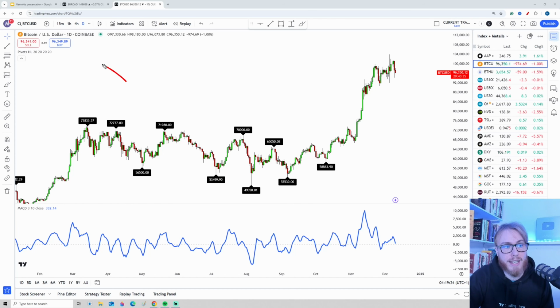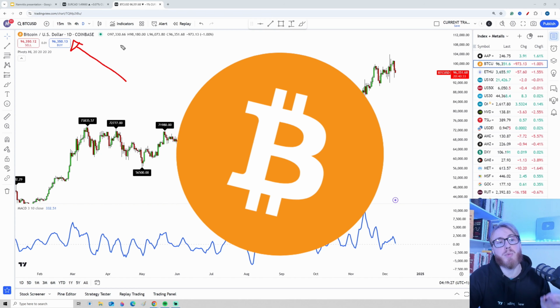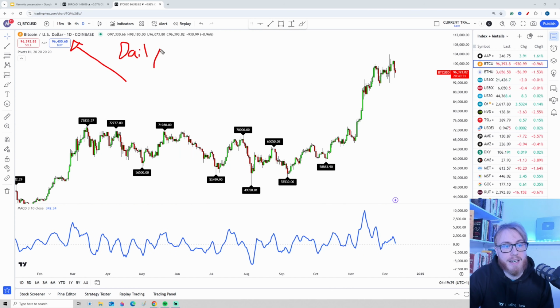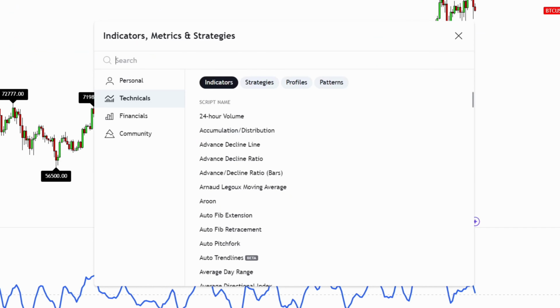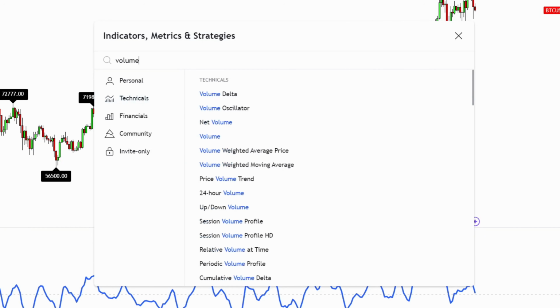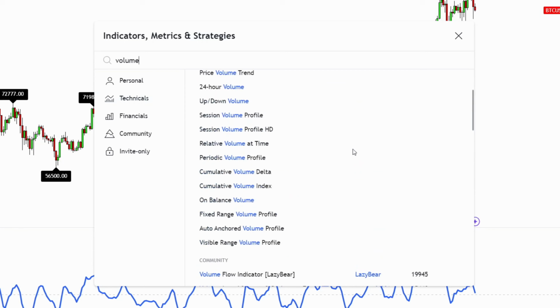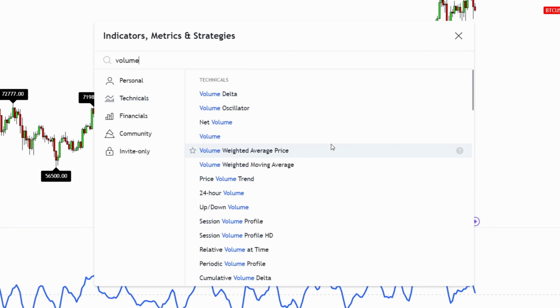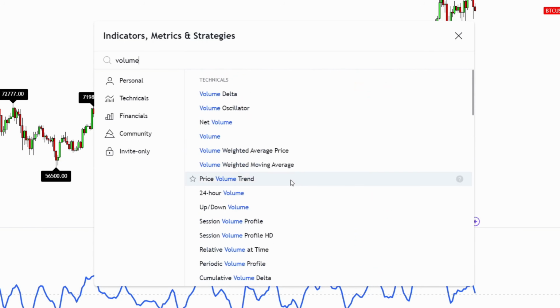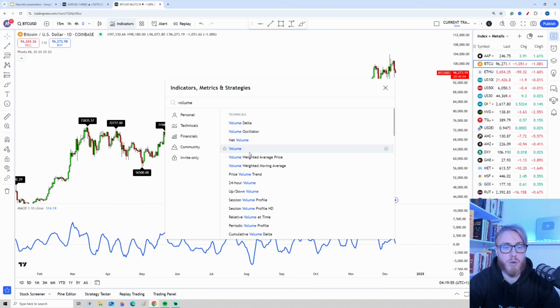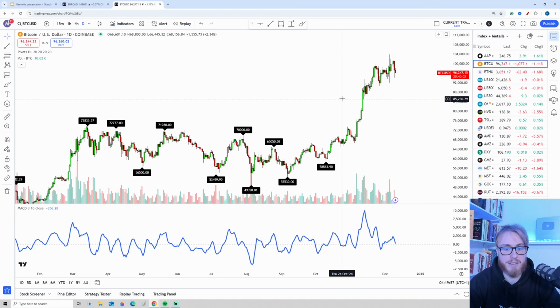So now we're looking at Bitcoin, and we are on the daily time frame. So we're looking at Bitcoin on the daily, and to open up the indicator, we once again want to head up here to the indicators tab, and now you want to search for volume. And when it comes to volume, we actually have tons of indicators, both different indicators created by TradingView, but also many community built volume indicators.